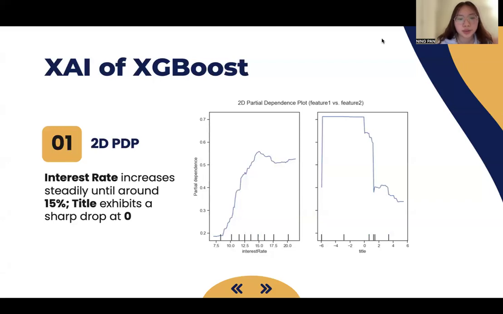Dependence on interest rate increases steadily until around 15%, then fluctuates slightly but remains high, suggesting that higher interest rate is correlated with a higher likelihood of default. And loan purpose exhibits a sharp drop at zero, indicating that certain purposes significantly affect predictions.